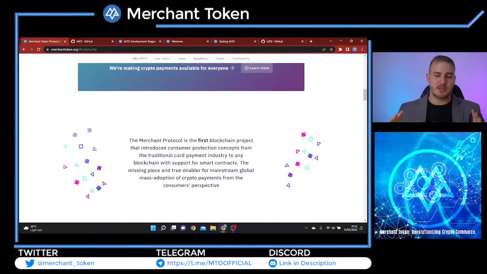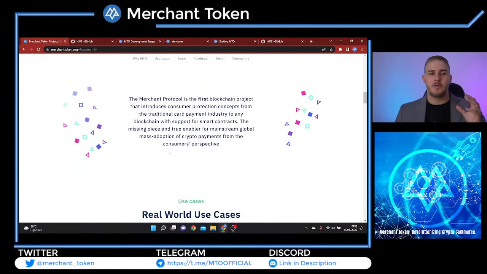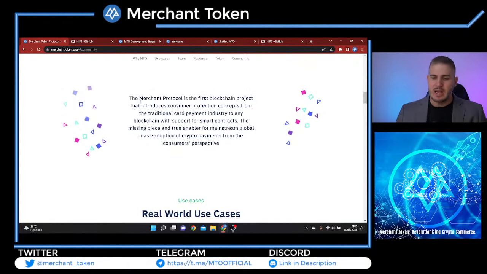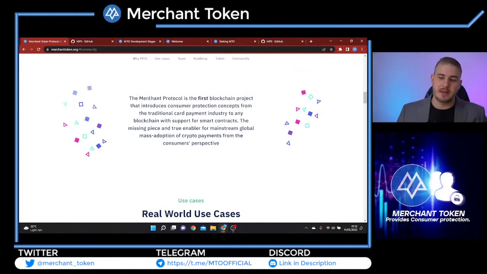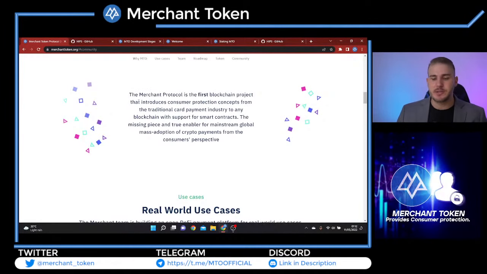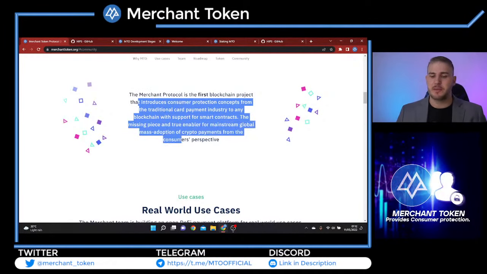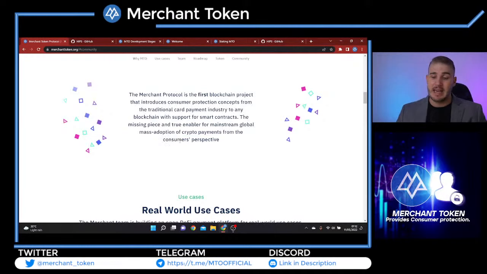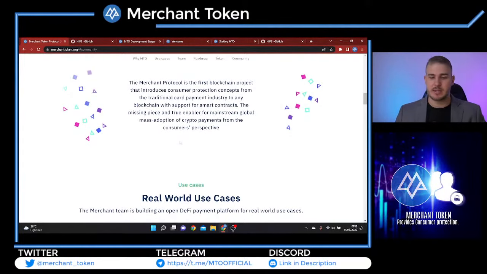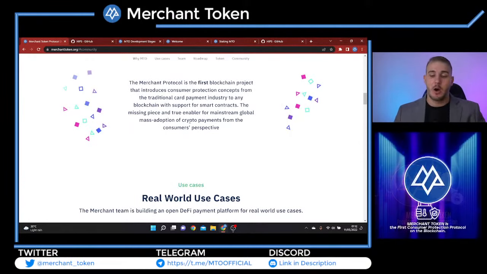I'm actually talking about it because there are a lot of questions I have seen about it in the Telegram group as well. So the Merchant Protocol is the first blockchain project that introduces the consumer protection concept for the traditional card payment industry to any blockchain with support for smart contracts. The missing piece and true enabler of mainstream, global mass adoption of crypto payments from the consumer perspective.